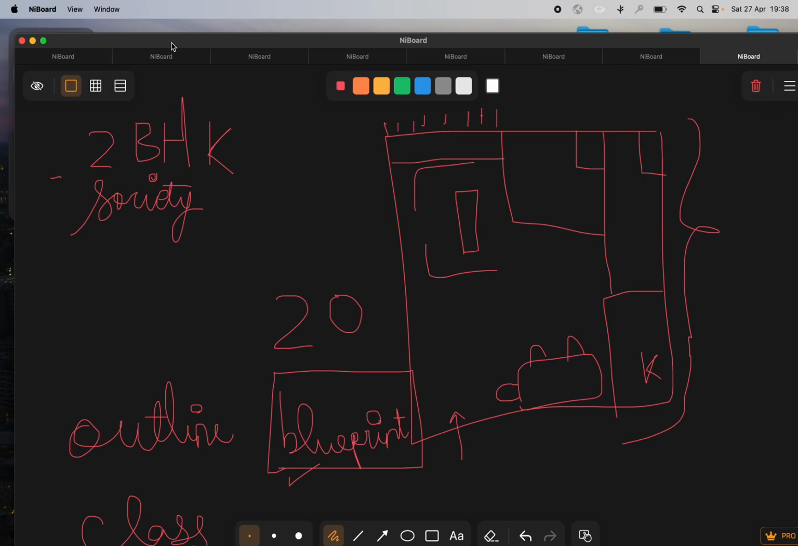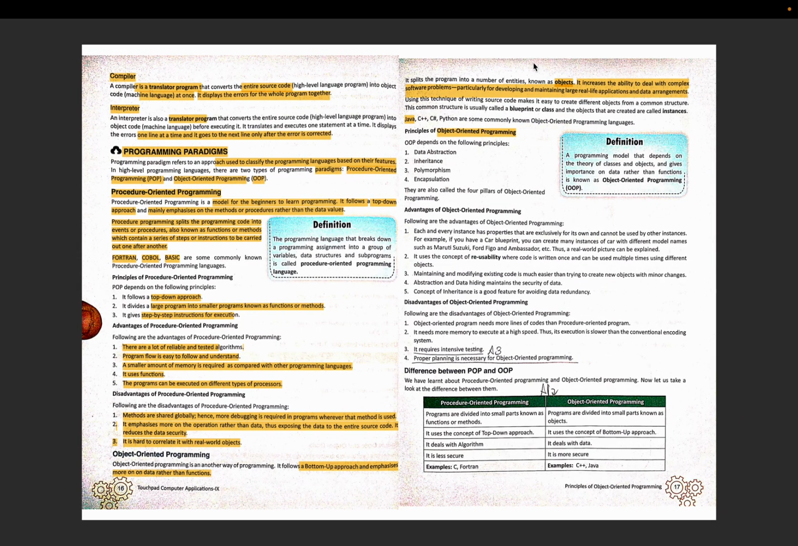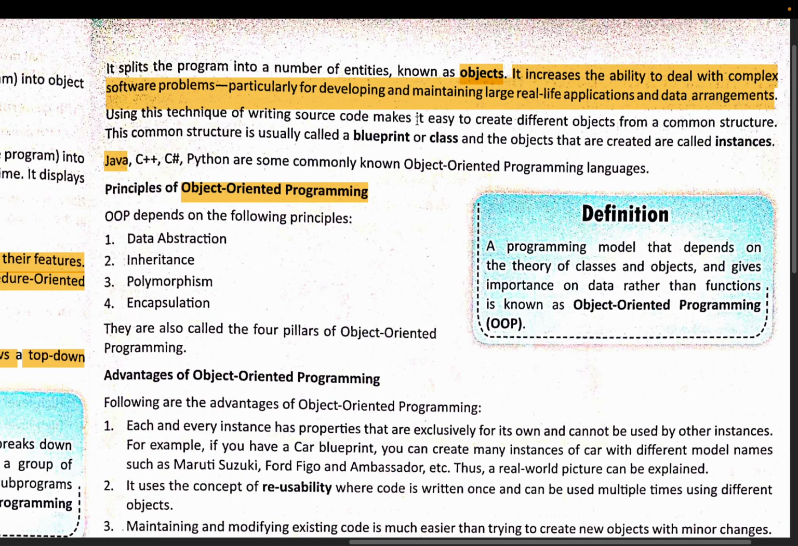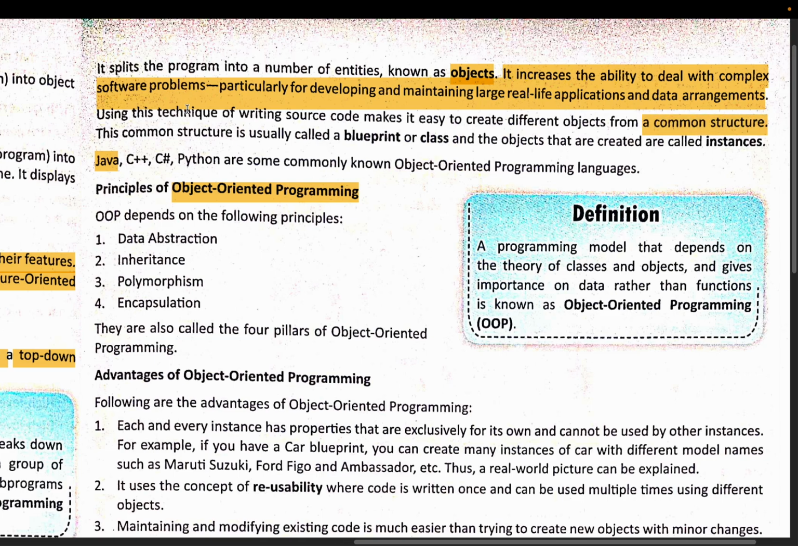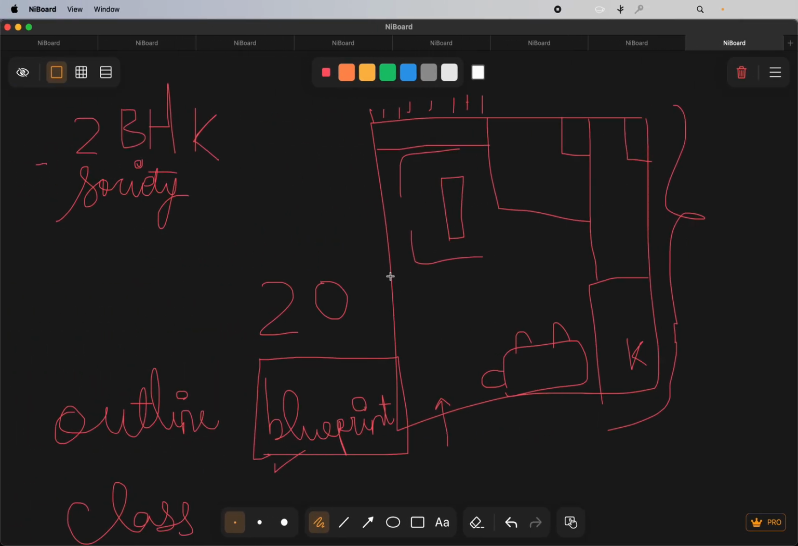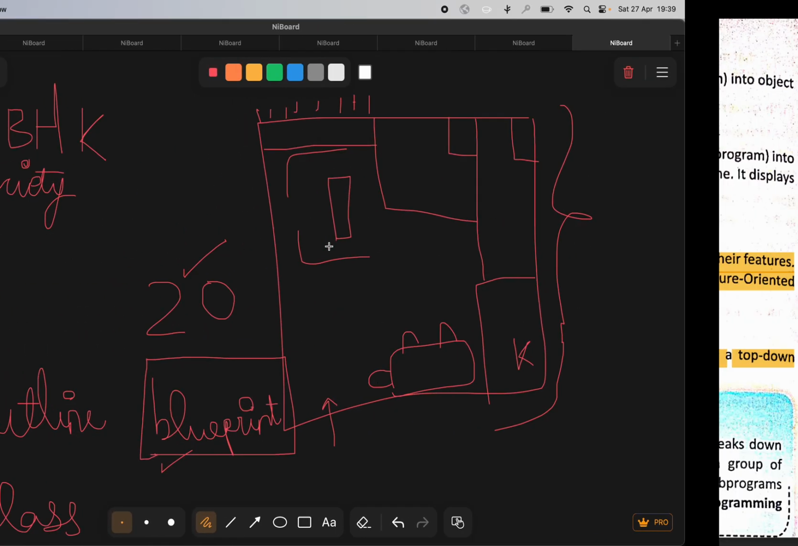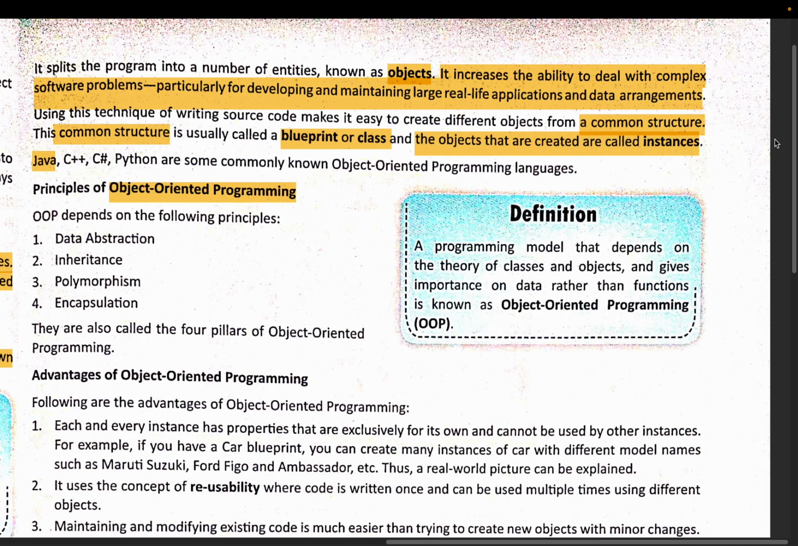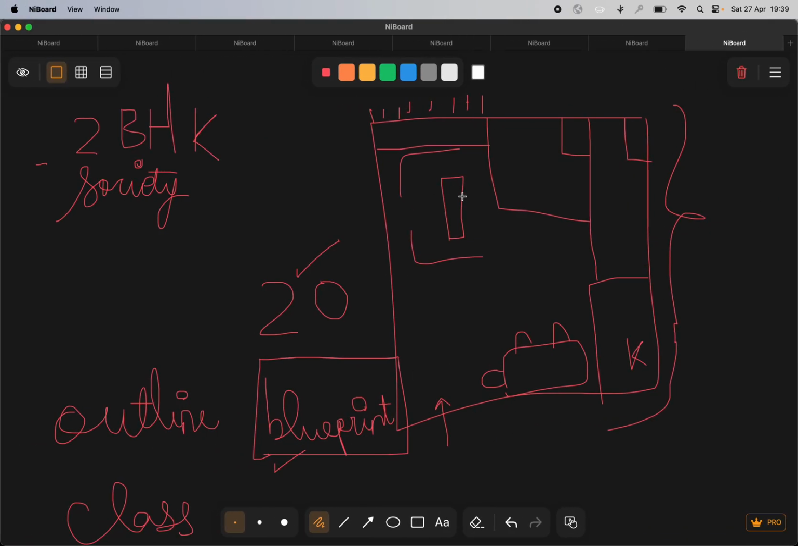Class. Using this technique, when you are writing source code, it becomes very easy to create objects from a common structure. This common structure, what we just created, is for all the 20 flats, one above the other. That is known as a blueprint or a class. And the objects that are created are known as instances. Now you would ask me, what are objects in this? So this was the building, and it had 20 floors.